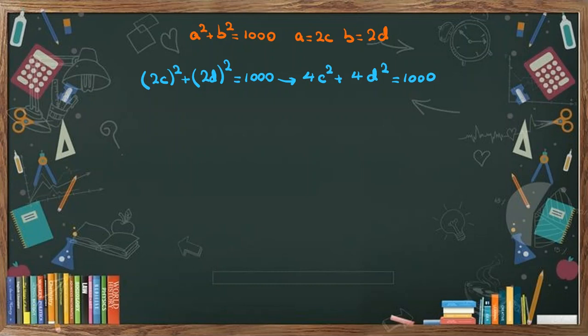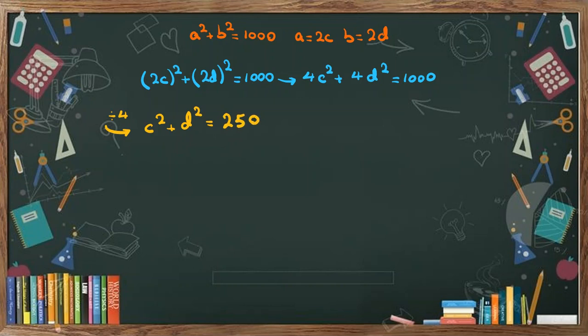Now, both sides are multiples of a number. Here we have 4, and 1000 is also a multiple of 4. We can divide both sides by 4. So it will be C squared plus D squared equals 250, because 1000 divided by 4 equals 250.